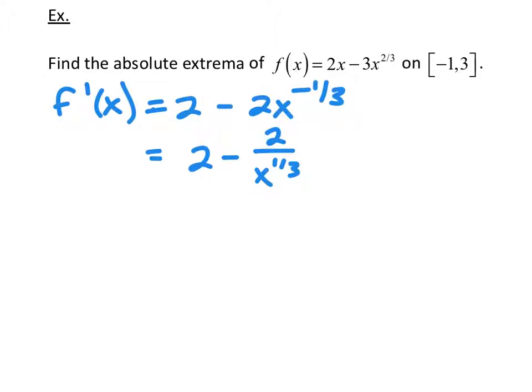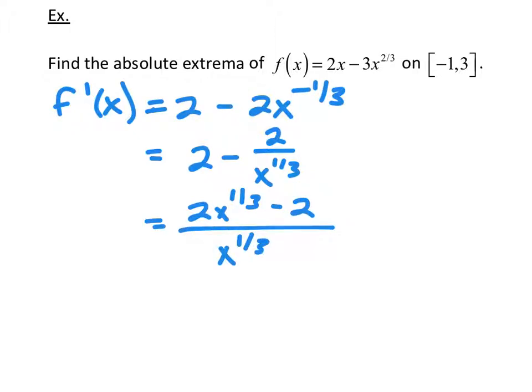Combine those two together with a common denominator to make one fraction. So my common denominator is x to the 1/3, so I'm going to multiply this 2 by x to the 1/3 over x to the 1/3, which leaves me with 2x to the 1/3 minus 2 over x to the 1/3. Critical numbers come from where f prime of x, which is this derivative here, is either equal to 0 or does not exist. A fraction is equal to 0 when the top is equal to 0, and a fraction is undefined when the bottom is equal to 0. So I actually need to set both parts equal to 0.